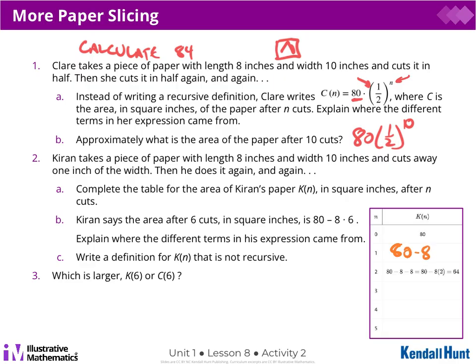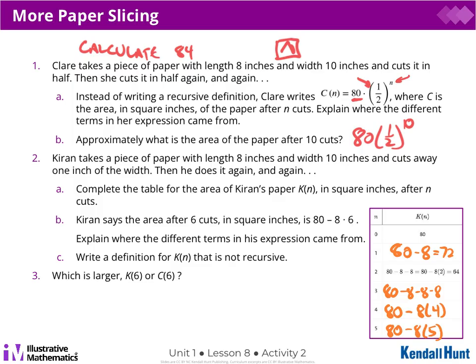80 minus 8 equals 72. And then step 2, you see 80 minus 8 minus 8. And then step 3 is going to be 80 minus 8 minus 8 minus 8, or 80 minus 8 times 3. And then step 4 is going to be 80 minus 8 times 4 because you're subtracting 8 four times. And then 80 minus 8 times 5. Okay, complete the table. We completed the table. I had to use a shortcut because I don't have the space to write that small.